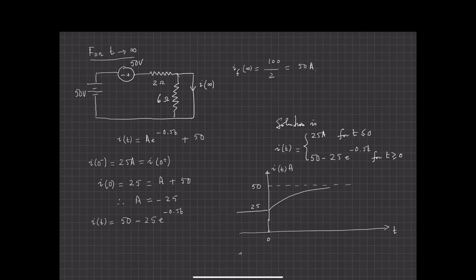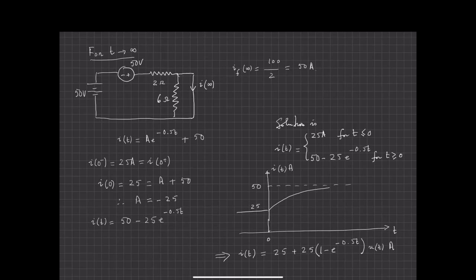It's I of t. I of t equals 25 plus 25 times 1 minus e to the minus 0.5 t times u of t amps.